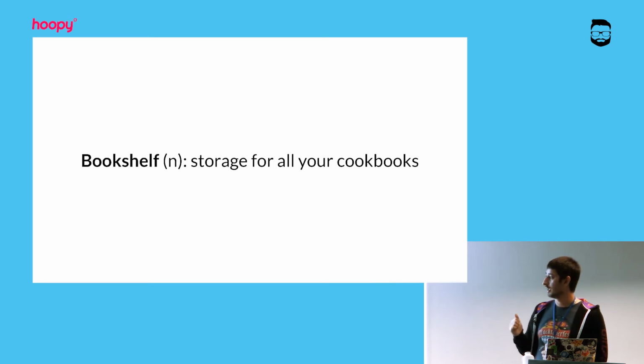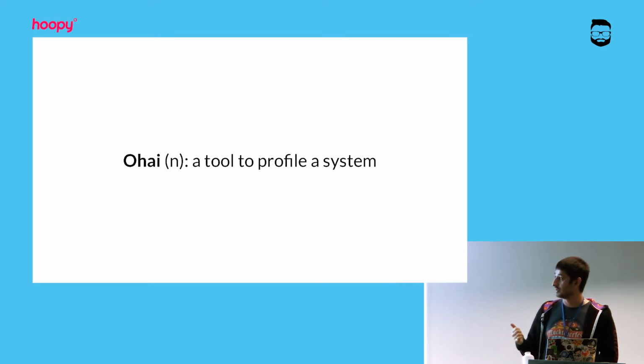There's also a tool in the Chef ecosystem called Berks, which is quite confusing because it's not spelt right, but you know. As I mentioned, there's Ohai.